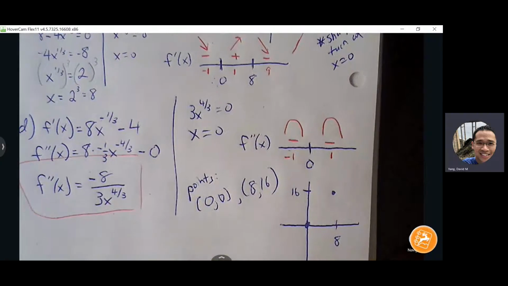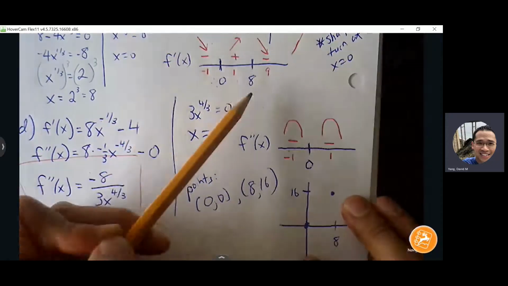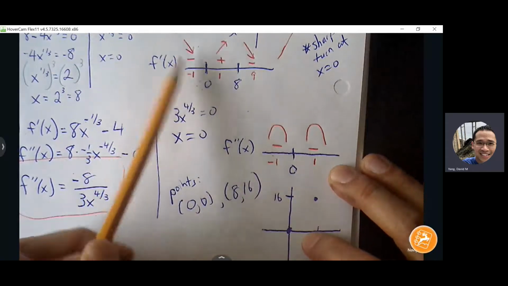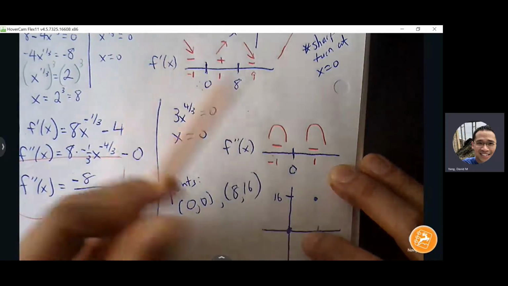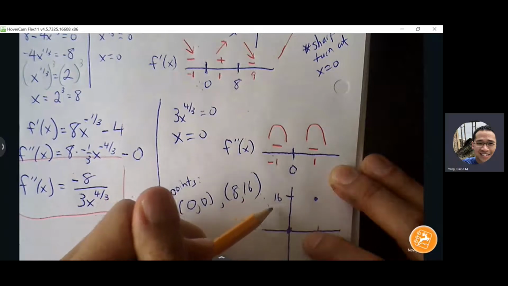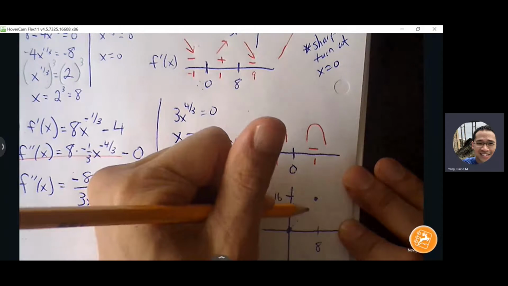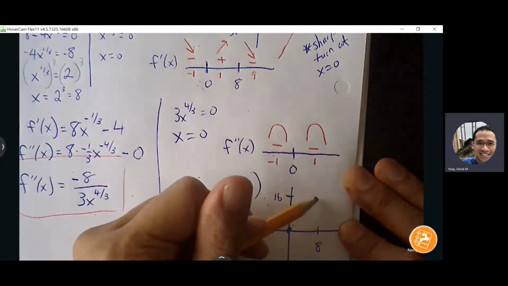I like to do two drafts of my graph. One where I'm just looking at the movement of the arrows and I'm just following the path of that graph. So I know I want a relative minimum. I want the graph to be decreasing all the way up to 0, increasing to an x value of 8, and then decreasing after that.